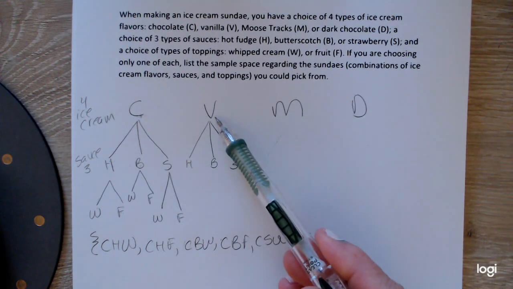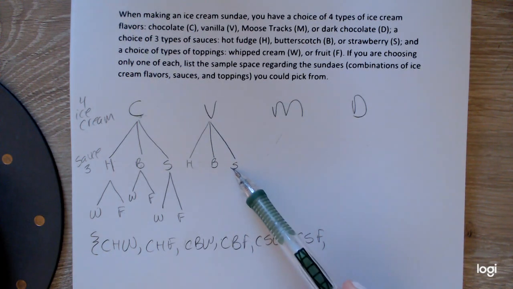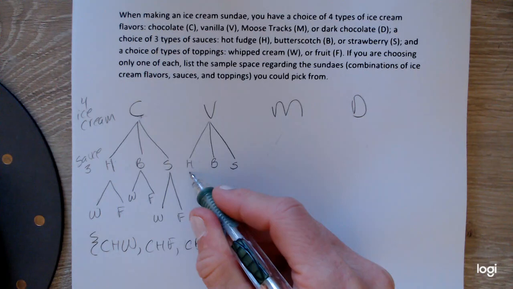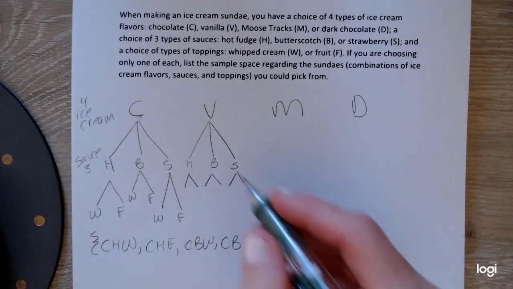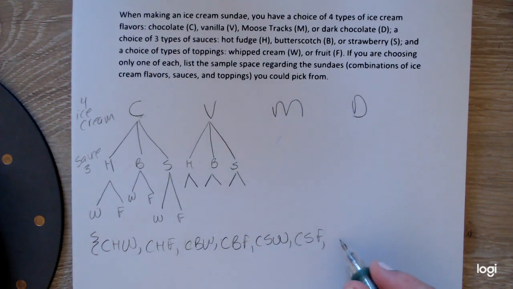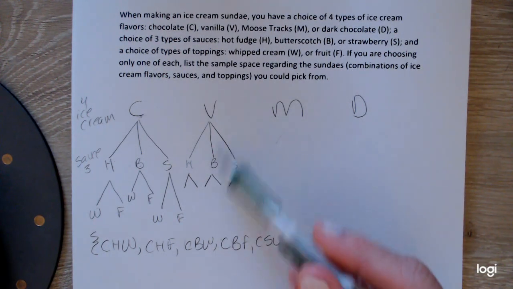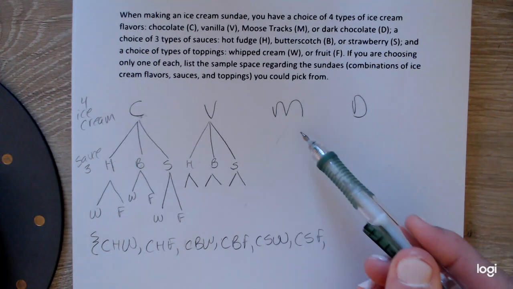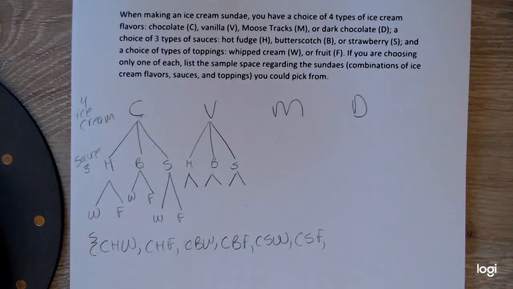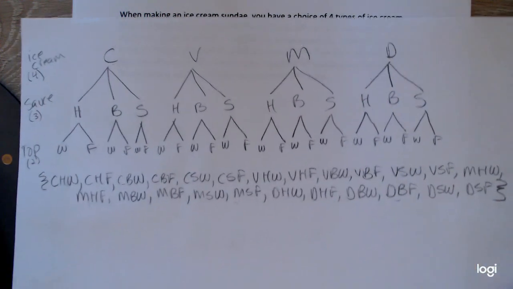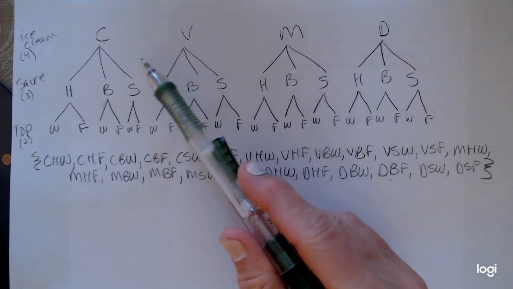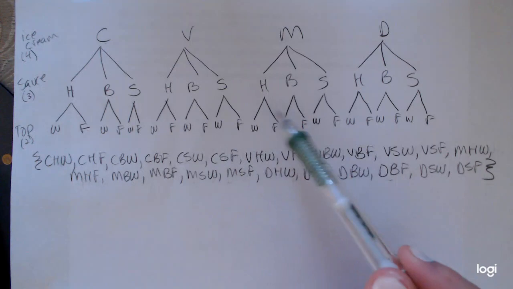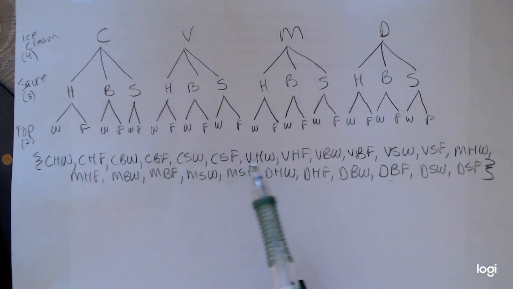Okay, but chocolate is not the only option I can have. So I could have vanilla with these 3 toppings, and then each of these 3, and I'm running out of room here, will have 2 branches coming out. So to write that out, that sample space, I would just follow each of these little pathways. Okay, so again, I wouldn't just stop at completing these branches for vanilla. I would do the same for mousse tracks and dark chocolate. So all together, it would look like this. Okay, so you'll see that each of the ice creams has their corresponding branches coming out. And I wrote out all of the options.